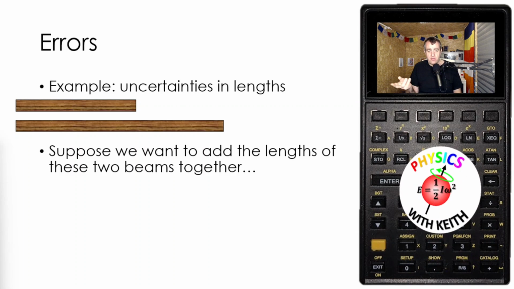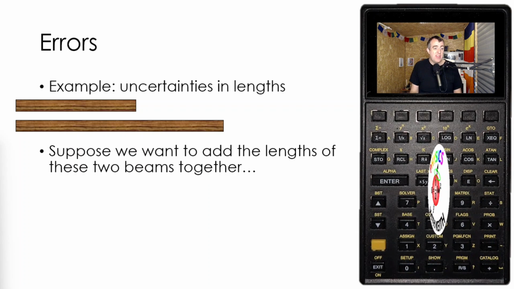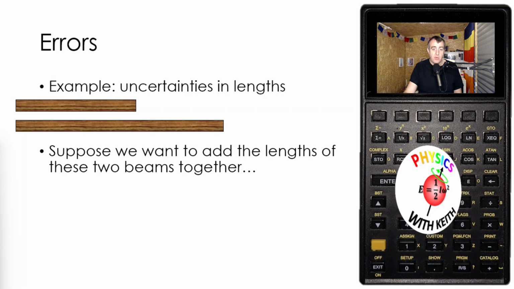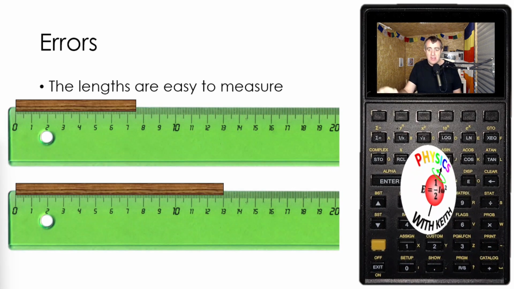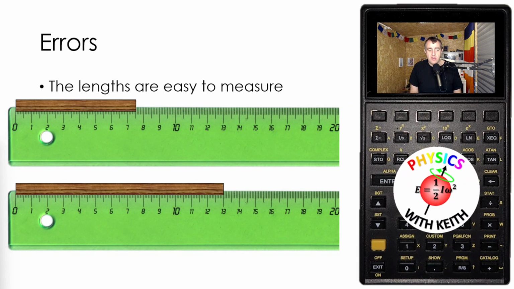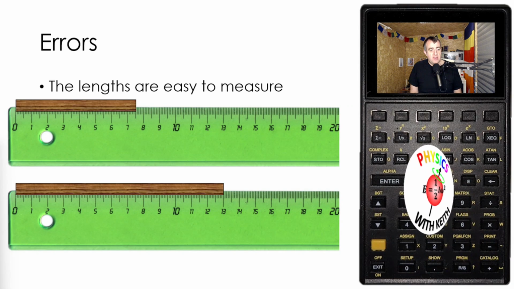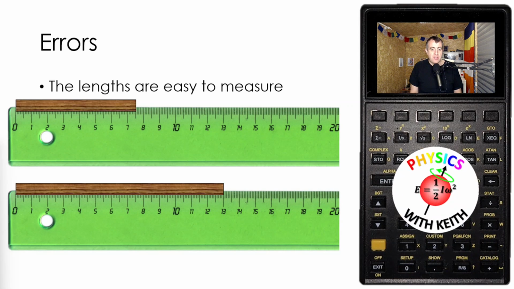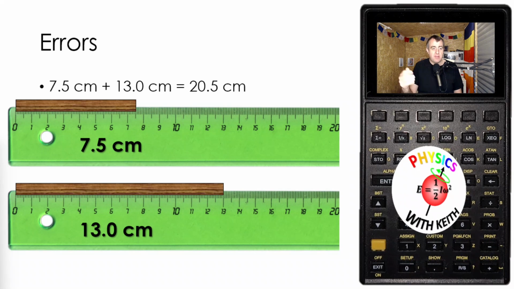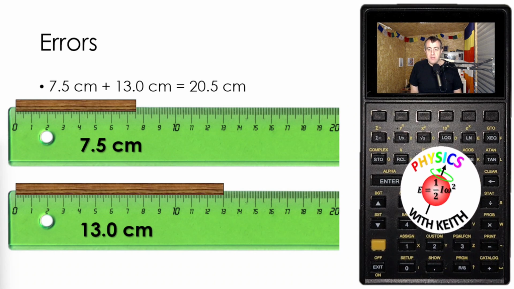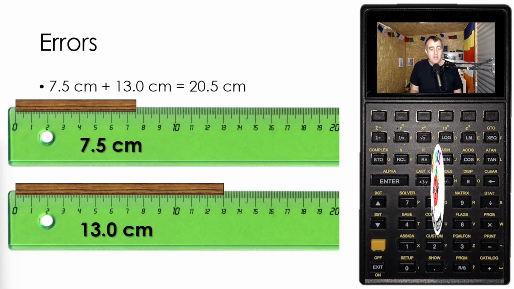Here's two lengths, two wooden beams, and we want to add the lengths together for whatever reason. Well, we're going to measure the lengths of the beams, and that's easy enough. You just put them against some rulers and you measure them. And the top one looks like it's about 7.5 centimeters, and the one beneath that about 13 centimeters. And you add them together and you get 20.5 centimeters, and everyone's happy.